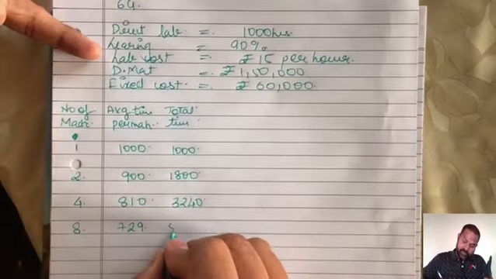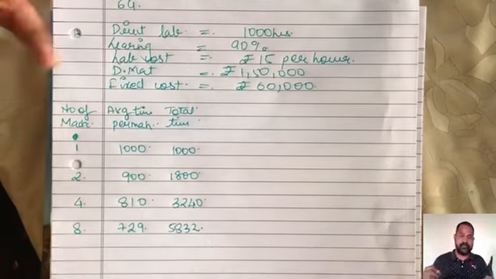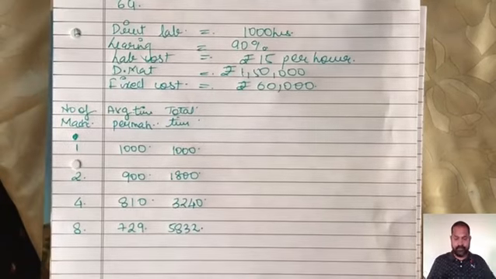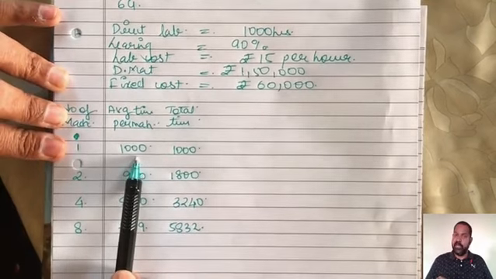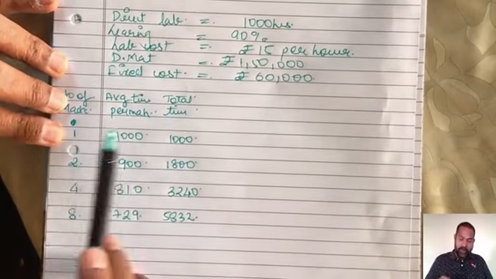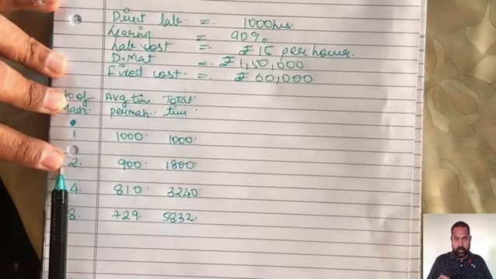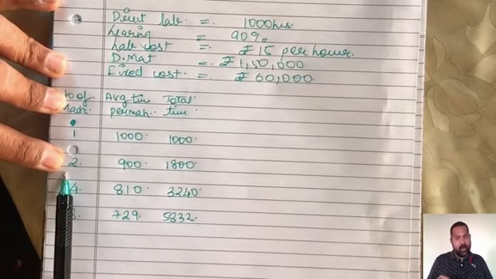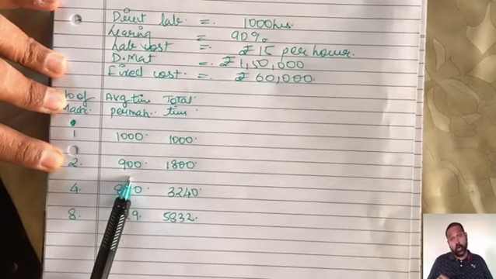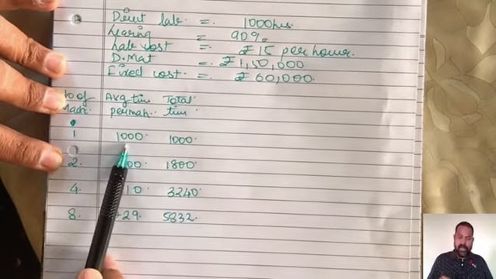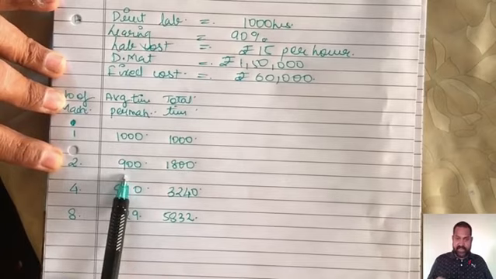5832 hours. So let me repeat that for you. One machine on an average, or the first unit, took 1000 hours. So like I told you, I'm going to apply the learning curve when I double the job. When I make one more, 1 plus 1, 2, I will take on an average 90% of the first, which is 90% of 1000, which is 900.